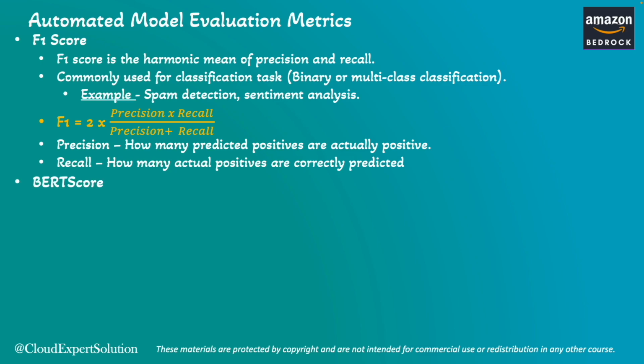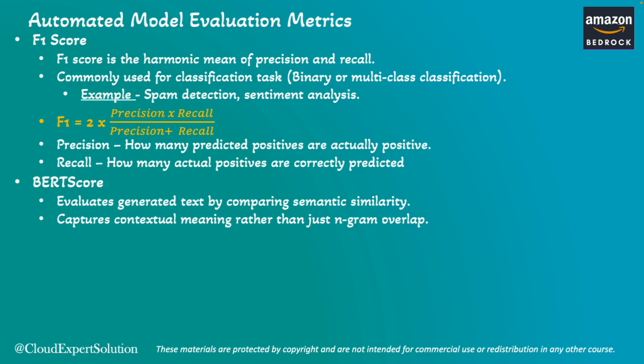The next evaluation metric is BERTScore. BERTScore evaluates text generation by comparing the semantic similarity between generated text and the reference text using BERT embeddings. These metrics capture the contextual meaning rather than just n-gram overlap. In our previous examples where we used n-grams, we had a generated text and a reference text, and we just matched those words. But BERTScore is more about semantic similarity. That means whether the reference text and the generated text have contextually the same meaning or not.